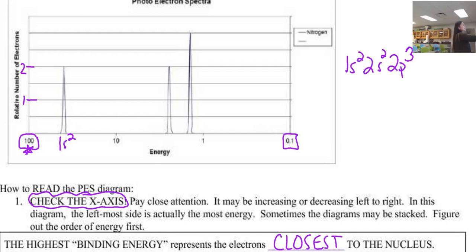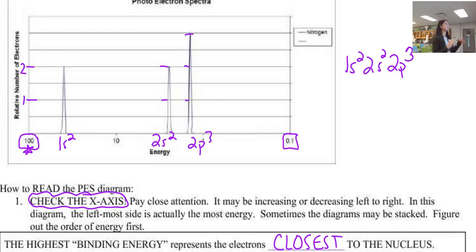So then that means that this must also be 2 electrons. Well, then what does this represent? Well, if that's 1s2, then this must be 2s2, okay? Well, then what is this? Well, after I go 1, 2, then this must be 3. So this must be my 2p3.